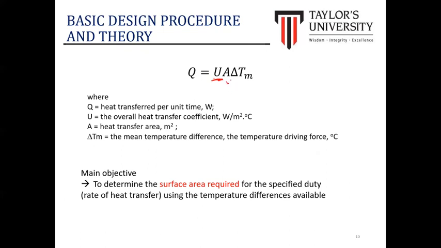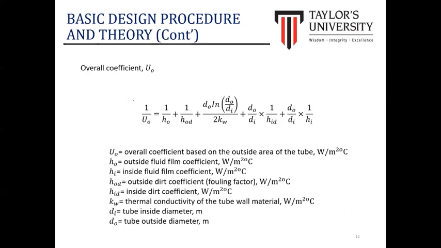And then after that, we need to identify the heat transfer area and also the log mean temperature, or the mean temperature difference, denoted by delta Tm. The main objective of this theory in designing the heat exchanger is to determine the surface area required for the specified duty rate of heat transfer using the temperature differences available. So this is the equation to determine the overall coefficient that we can compare to the initial guess before we proceed to determine the surface area.